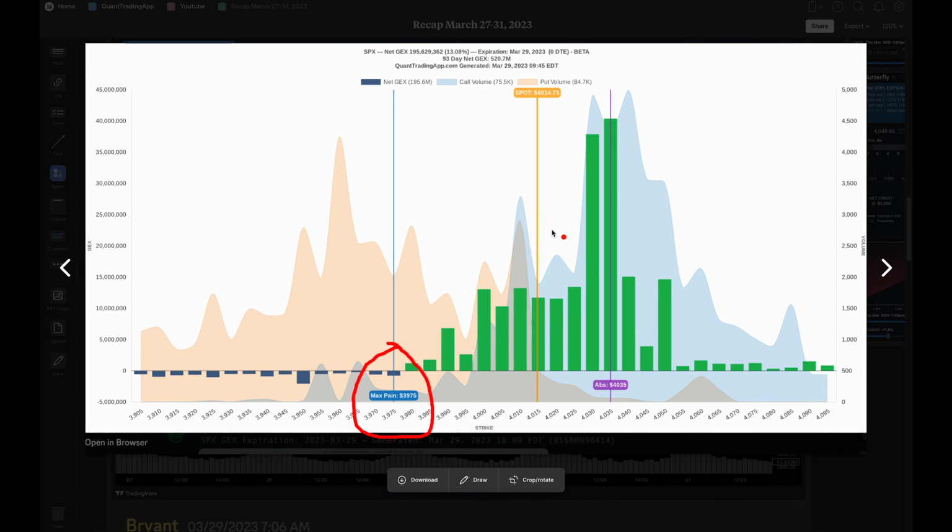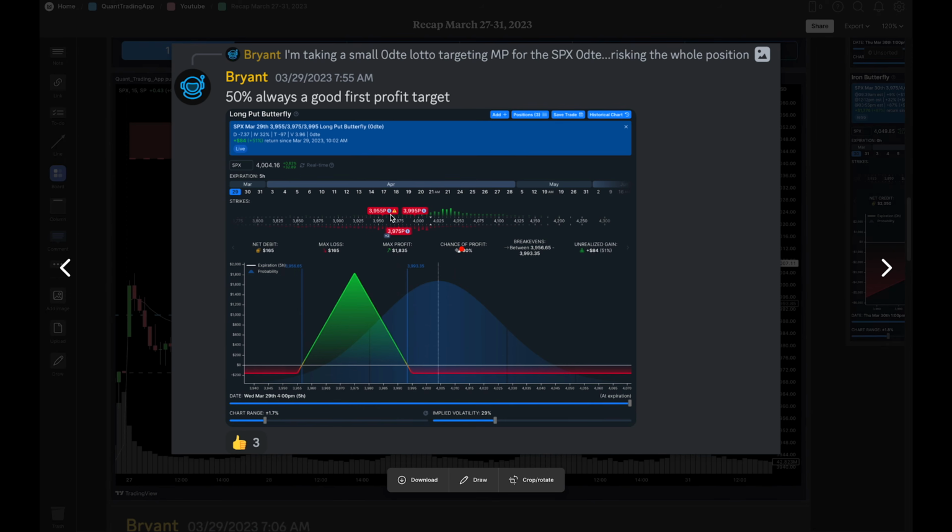As you guys can see, it didn't work out because the SPX actually went to this level. However, I was already aware of that. So what I made sure to say in this case here was 50% is always a good first profit target. So this is actually where I was looking to take some profit. I made sure to share it with some of you guys in case you were taking this trade with me. How did I know that was a good place to take profit?